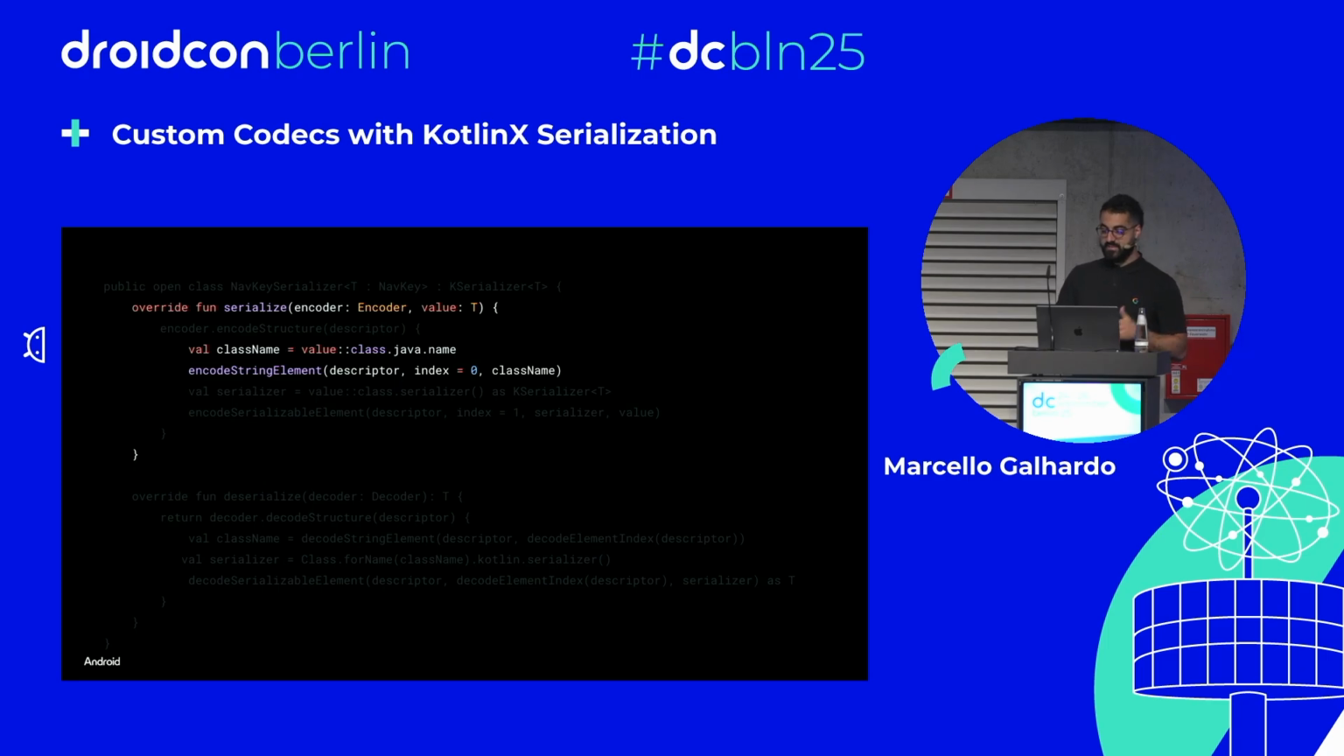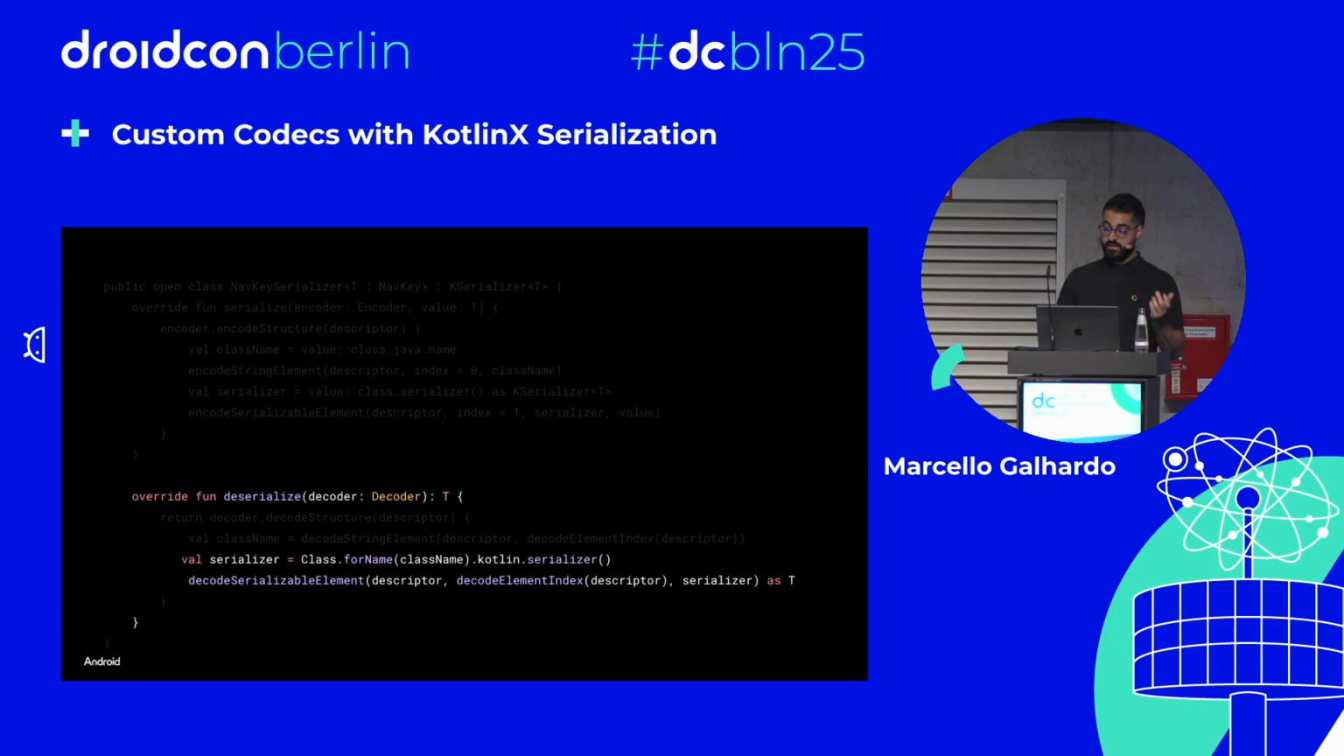In serialize, we grab the class name of the value, and we encode the string element as the first element. And in deserialize, first we're going to read the class name, then we're going to call Class.forName, passing the class name to get that serializer, and this Class.forName is a reflective call to load the class.